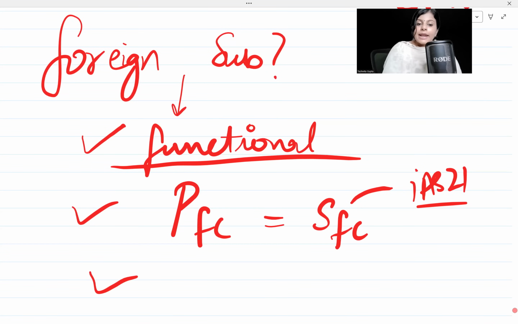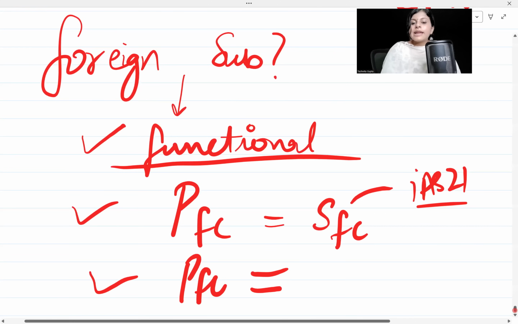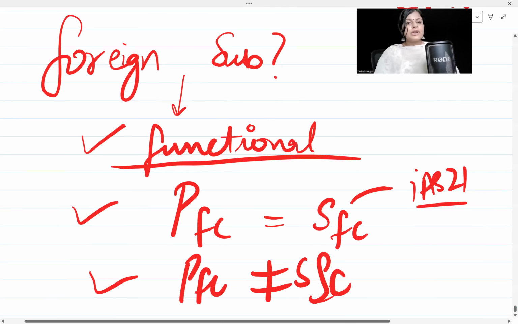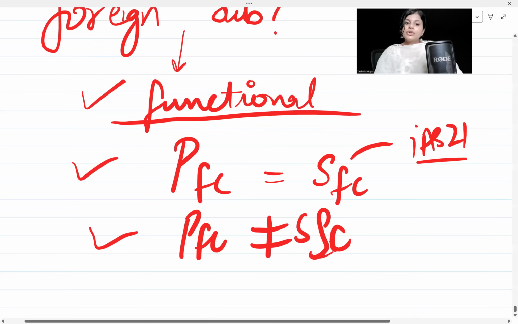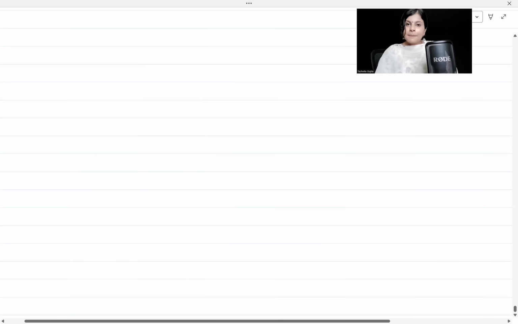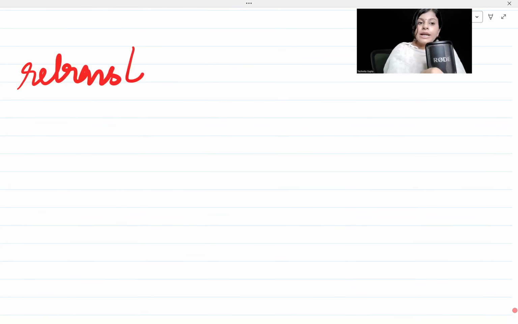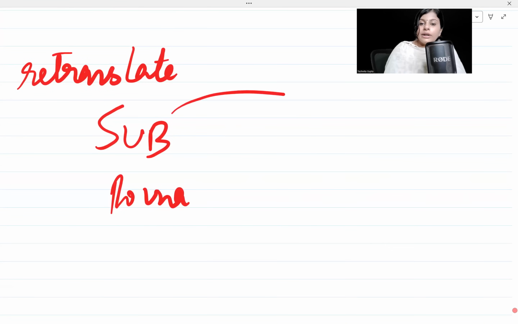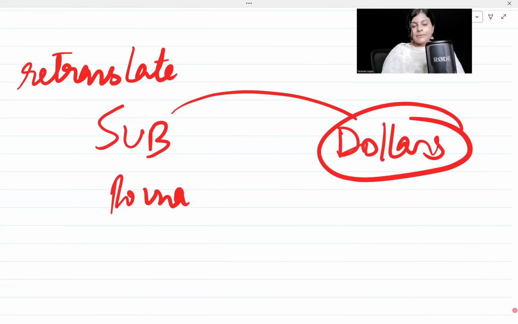But if the parent's functional currency is not the same as the subsidiary's functional currency, let's suppose the functional currency of the subsidiary is pounds, and the parent's functional currency is dollars, what are we going to do in that case? We are going to retranslate, not even convert, the results of the subsidiary, which are in pounds, to dollars at the reporting date. Now, what are the rules attached to it?